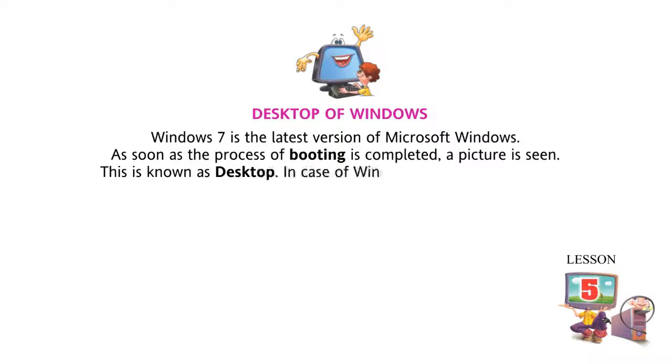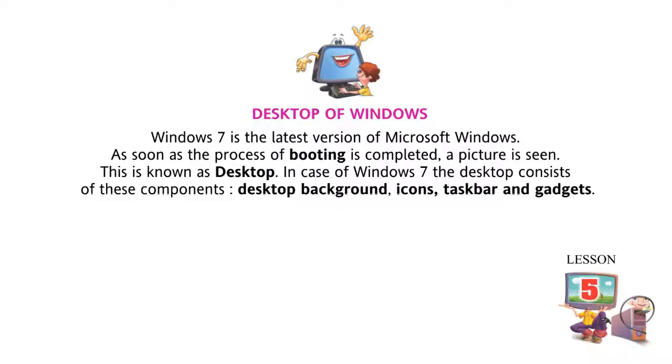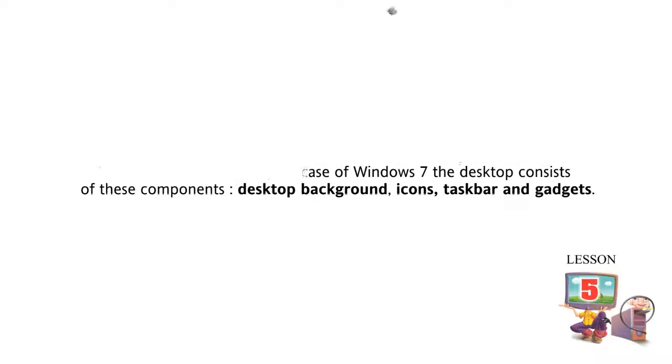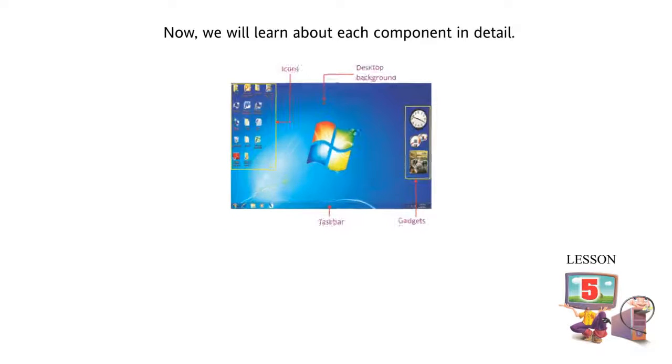Desktop of Windows. Windows 7 is the latest version of Microsoft Windows. As soon as the process of booting is completed, a picture is seen. This is known as desktop. In case of Windows 7, the desktop consists of these components: desktop background, icons, taskbar and gadgets. Now we will learn about each component in detail.